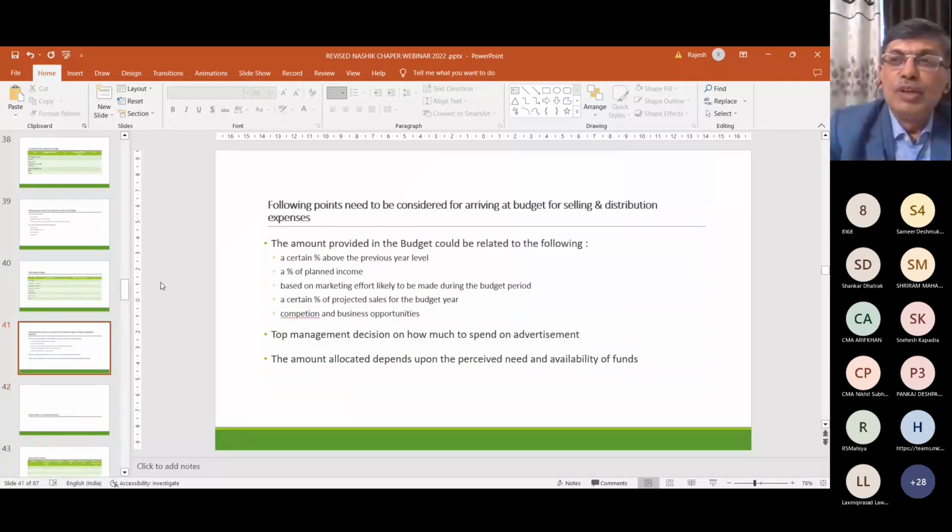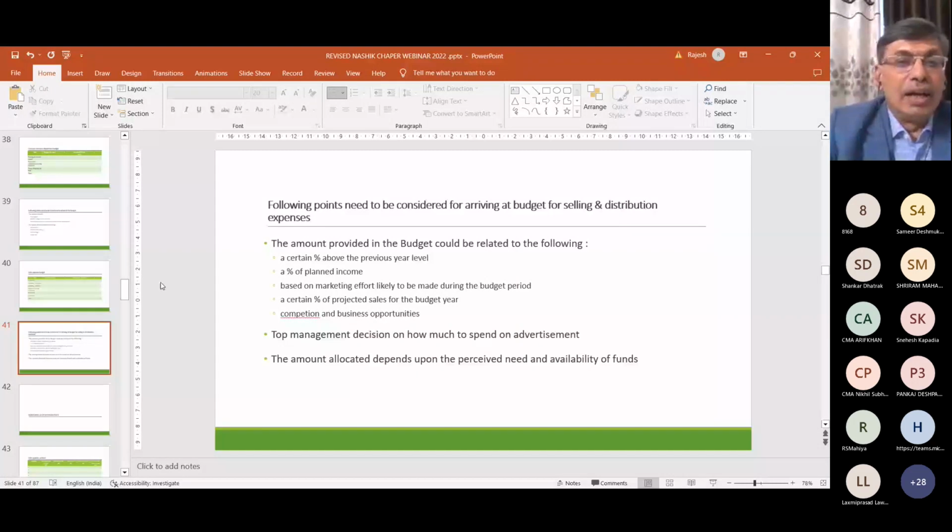Now, the following points need to be considered for arriving at a budget for selling and distribution expenses. Maybe some percentage above previous year level, percentage of plan income, that is the top line, based on marketing effort likely to be made during the budget period, a certain percentage of projected sales, competition and business opportunities. Now, with respect to advertisement, it is often a discretionary expense, so management can take the call on advertisement expenses.